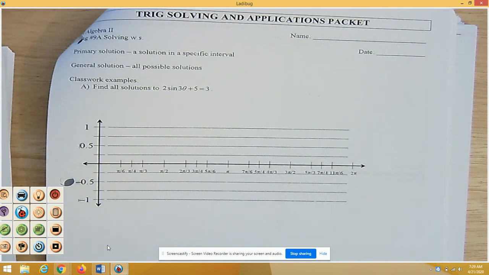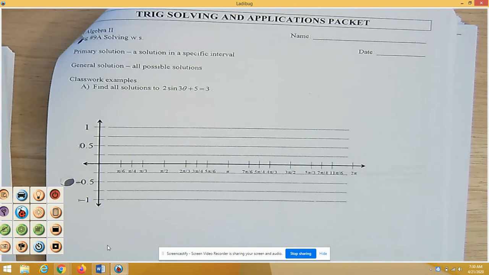Alright, hello everybody. In this video, I will be reviewing how to solve a trig equation. And we're going to look at that in two different ways. We're going to look at that as a primary solution, or a solution over a specific interval, and then also as a general solution, which is getting all possible solutions.